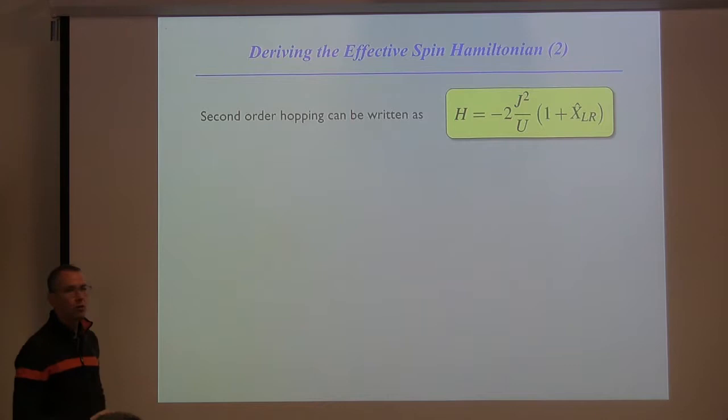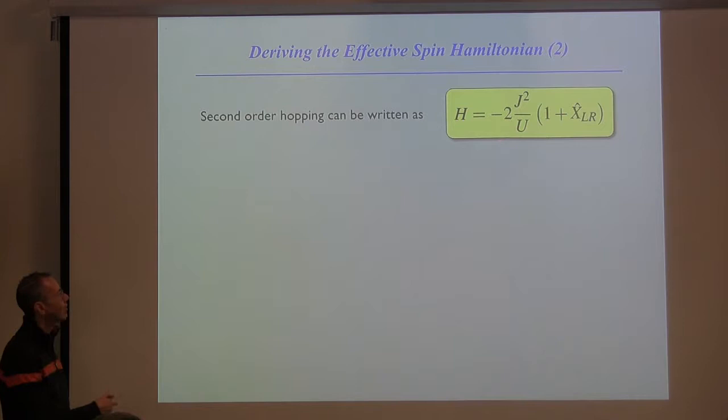And since we have two similar initial configurations, we can have another factor of two that we put here, and we have this one plus the exchange operator. This process lowers the energy of the particles, so we put a minus sign in front of it.